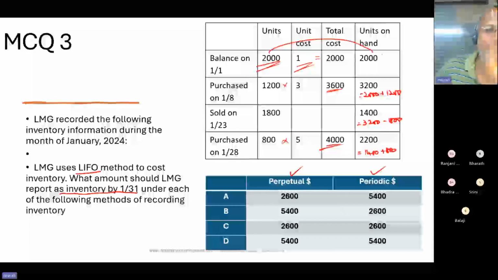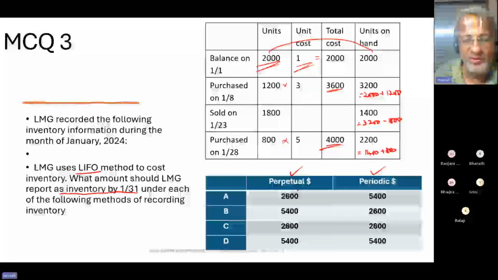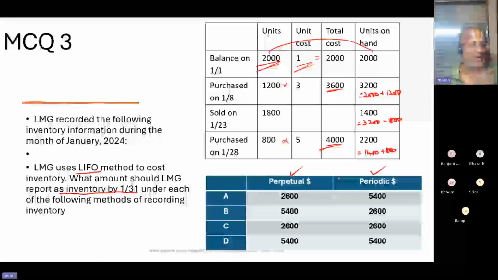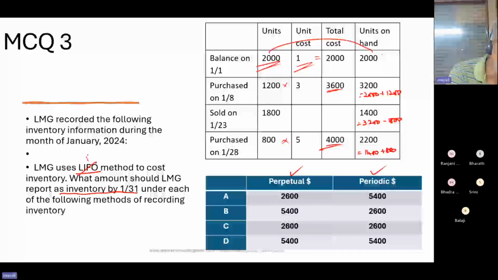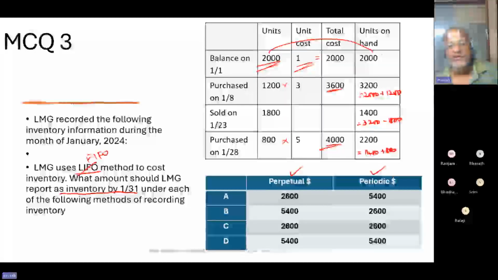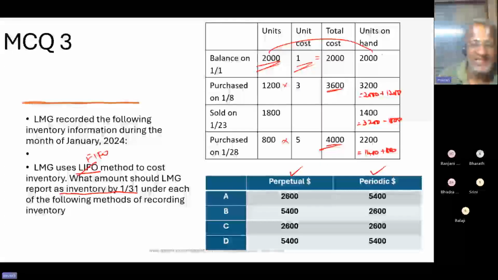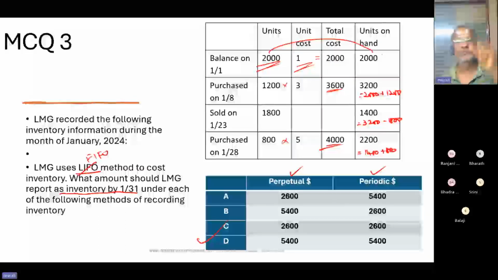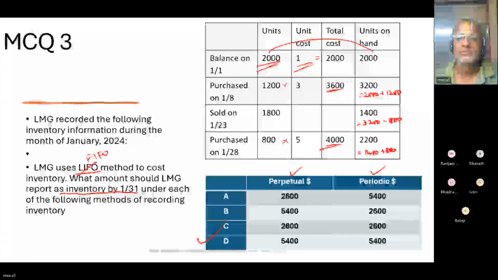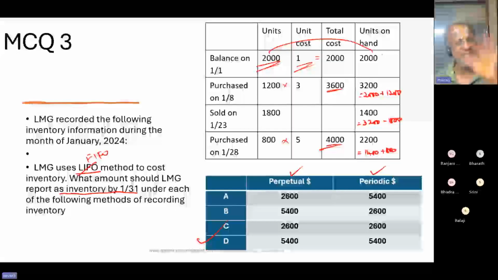If it were to be FIFO, whichever alternative gives you the same figure for closing inventory, that is what you got to select. Are you understanding what I'm telling? Supposing this problem were to be FIFO, I need not do this. I will select D and proceed. Understood? To select D, we had adequate classroom practice. We have just completed that.